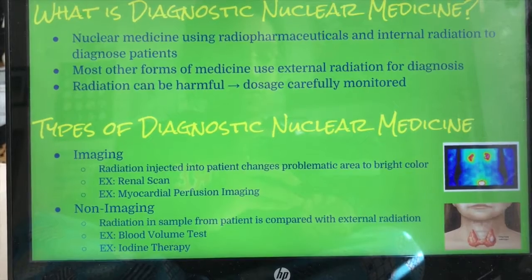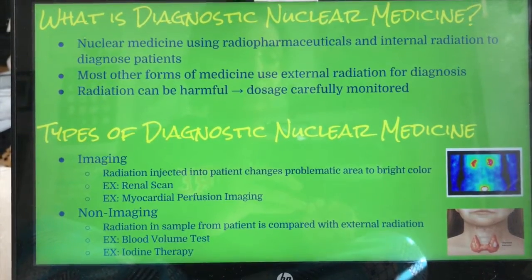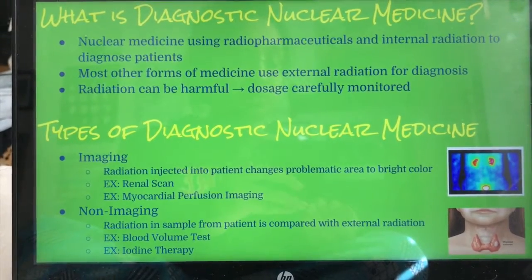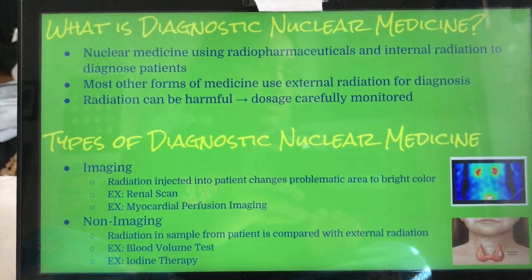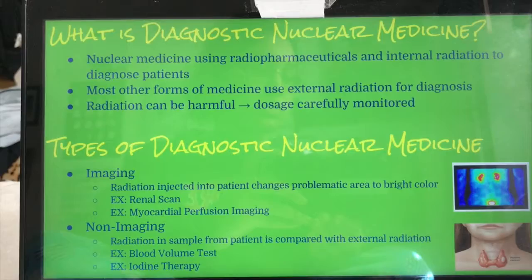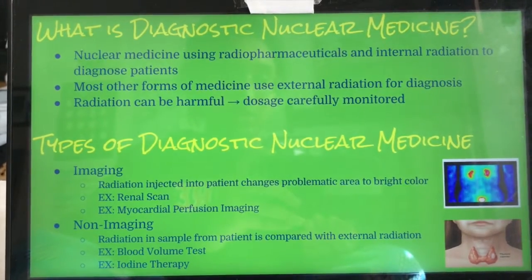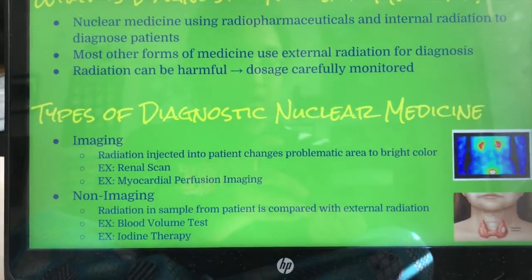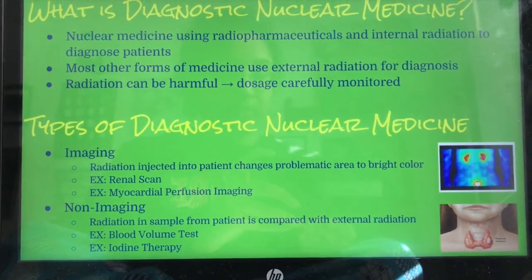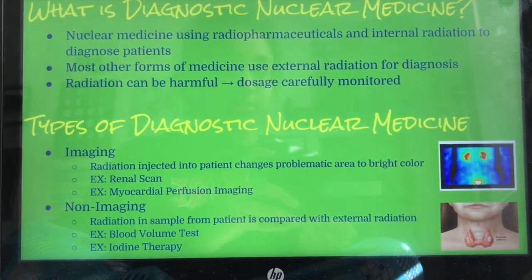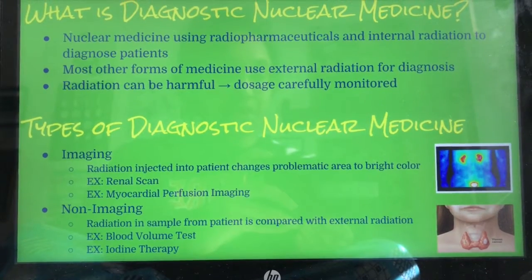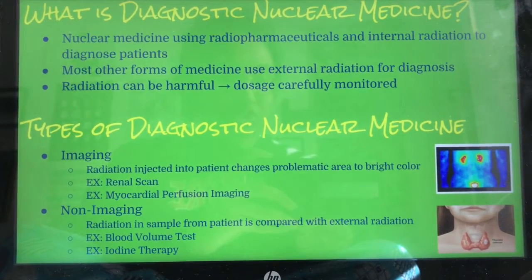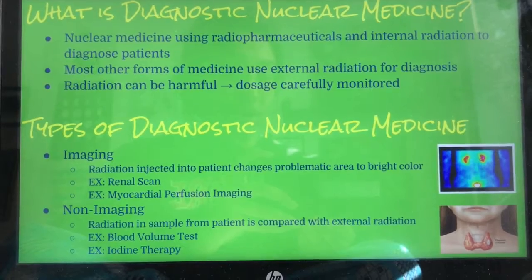So most other forms of medicine use external radiation for diagnosis, for example, X-rays. And because radiation can be harmful, the patient's dosage is carefully administered and regulated in diagnostic nuclear medicine. There are two different types of diagnostic nuclear medicine. There's imaging, in which radiation is injected into the patient and changes the problematic area to a bright color.